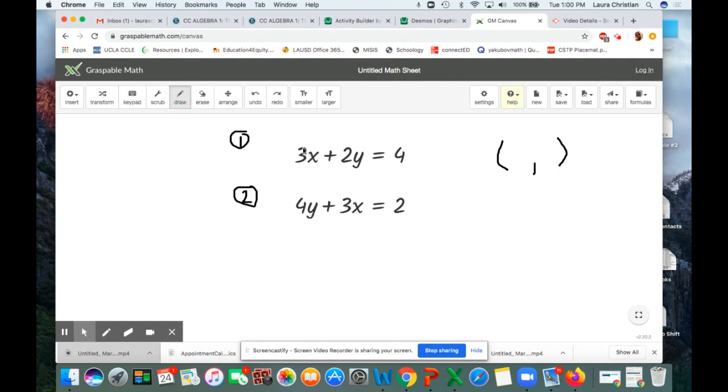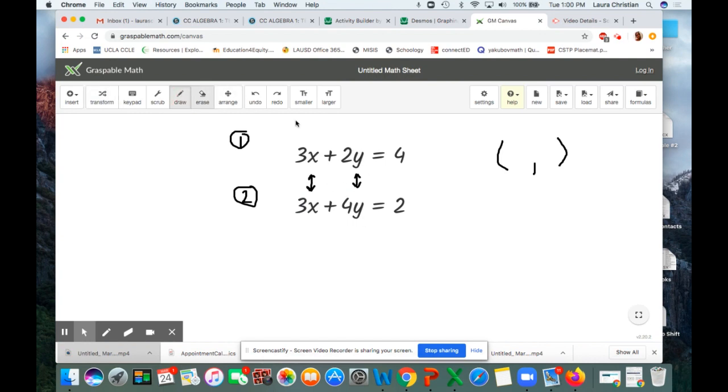So first we want to make sure that our x's and y's are lined up. So our x's below our x's, our y's below our y's, which they are not. So we're going to move the equation around. I'm going to move this 3x over here. So then I have 3x, the x's and the y's aligned.